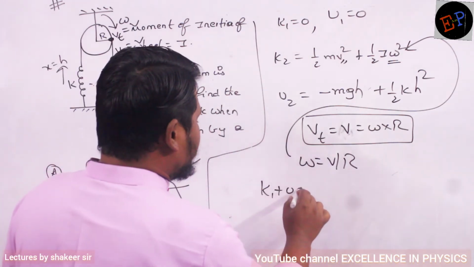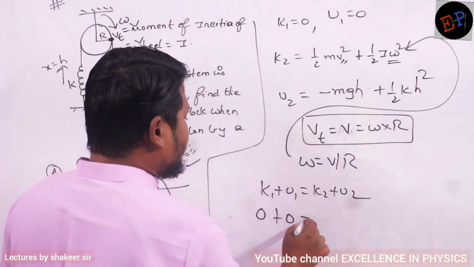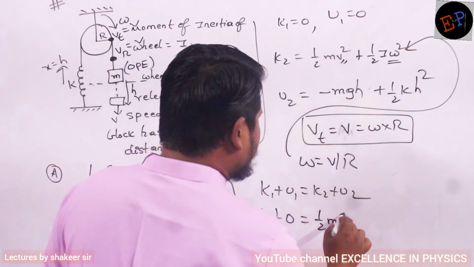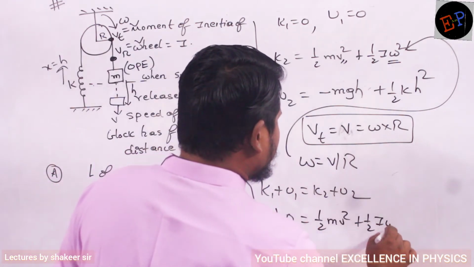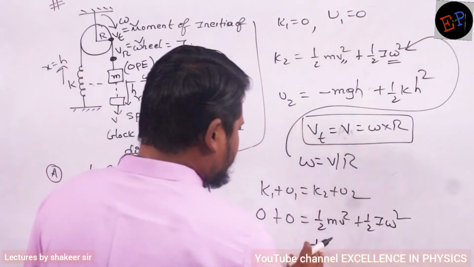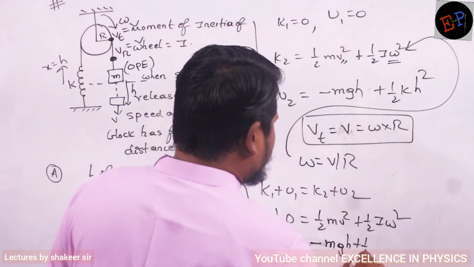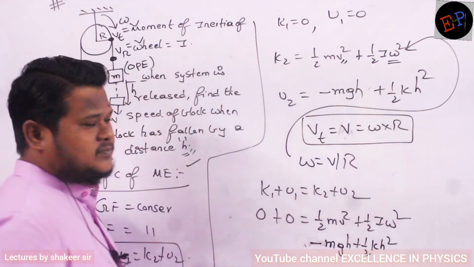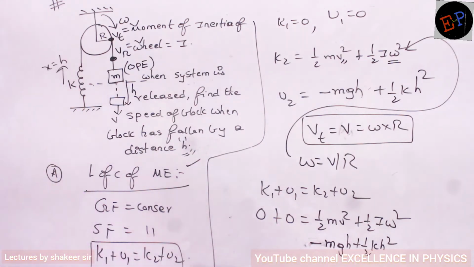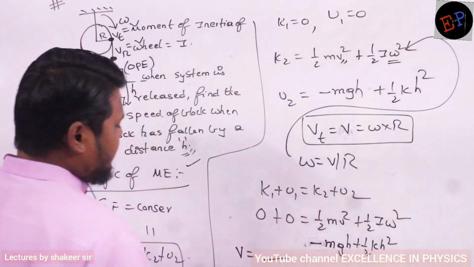So K1 plus U1 is equal to K2 plus U2. Initial kinetic energy 0, initial potential energy 0. Final kinetic energy is how much? It is half mv square plus half I omega square, plus final potential energy, which is minus mgh plus half k h square. Clear now? Now substitute all the values and find out V tangential or V value, that is my answer.